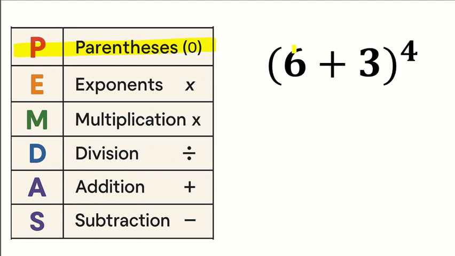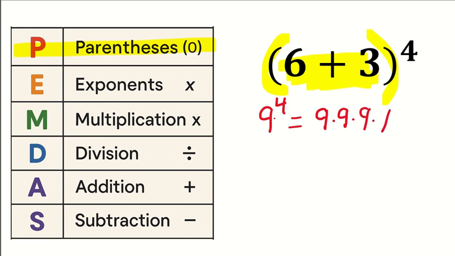You're wondering what parentheses are? These things right here. And we must do what is inside the parentheses first. We must do 6 plus 3. What is 6 plus 3? 6 plus 3 is 9. Now that we've evaluated what's in the parentheses, they disappear like magic, leaving us 9 to the 4th power.